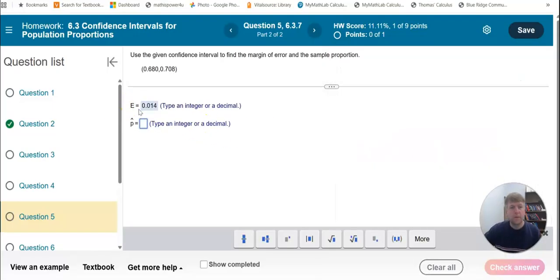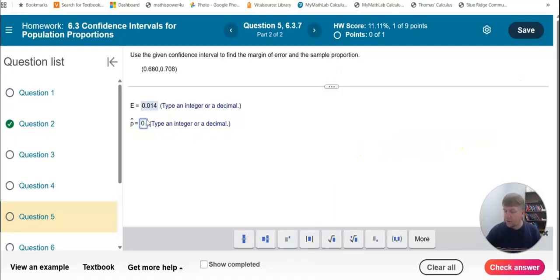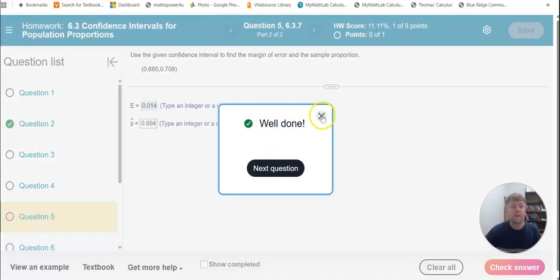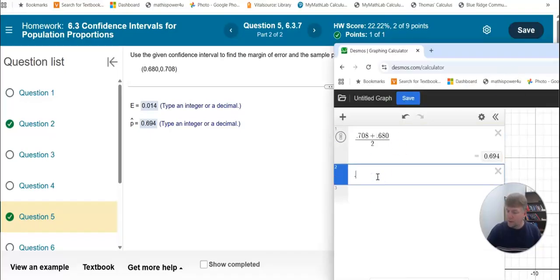All right, then P hat is the number in the middle. So if you take the lower end, the upper end, and average them, you'll get P hat. So I'm just going to take this minus in the middle and change it to a plus. And that becomes the number in the middle once you average the two. So the 0.694 is the number in the middle. You can also get the P hat from subtracting the margin of error that you just got in the previous question from this upper number, 0.708. That will also give you that number that's in the middle.